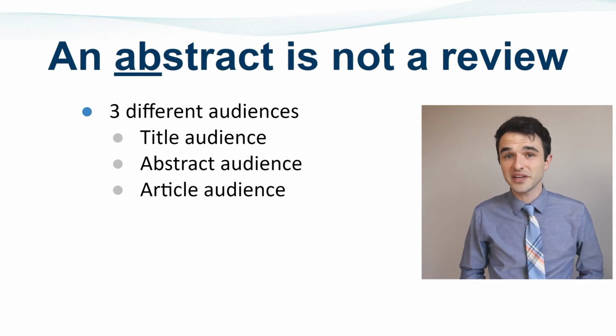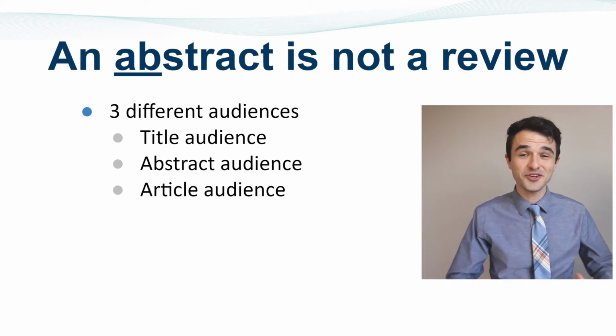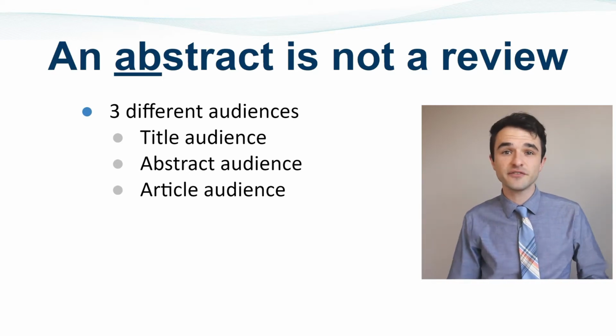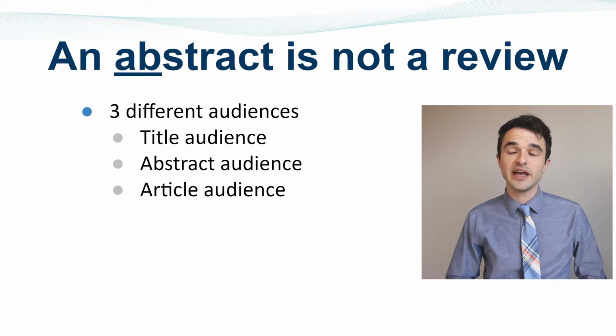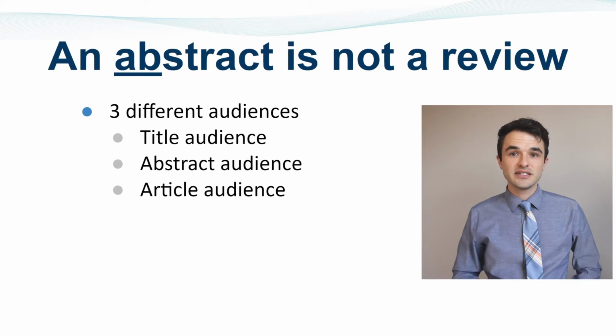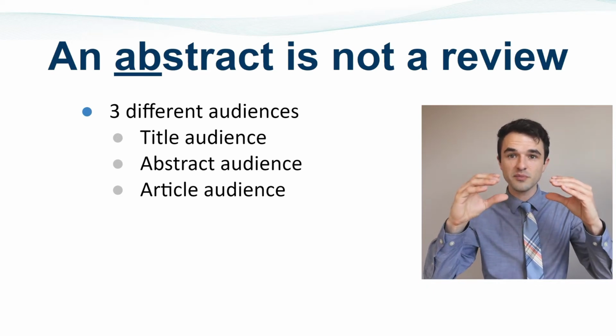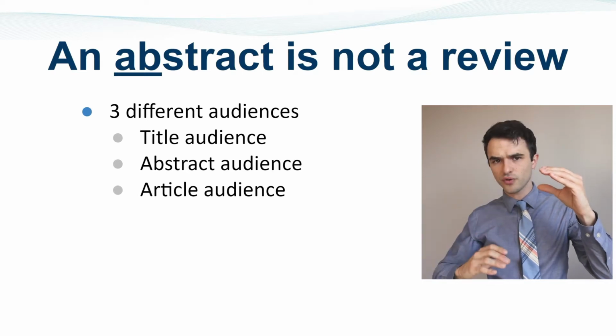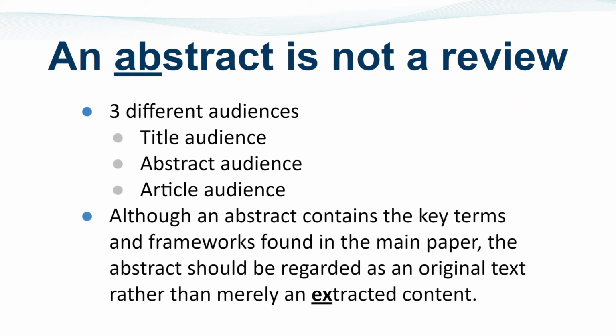The point I'm trying to make here is that the people who read your full paper will be very different from the people that read your abstract, and those people will be very different from the people that read your title. So when we write an abstract, we're writing for a very different audience from the people that read your title or your full article. Although an abstract contains the key terms and frameworks found in the main paper, the abstract should be regarded as an original text rather than merely an extracted content.